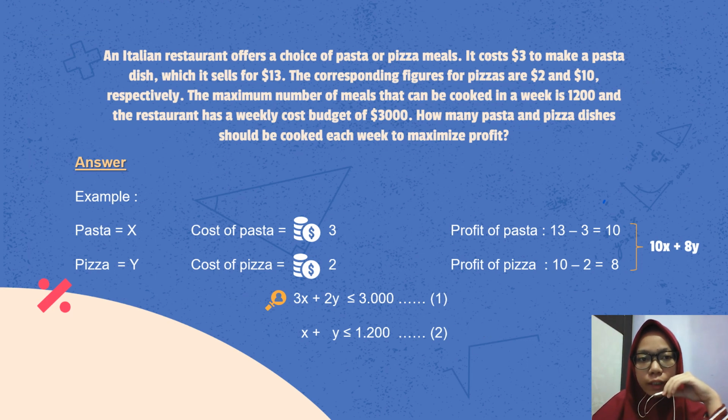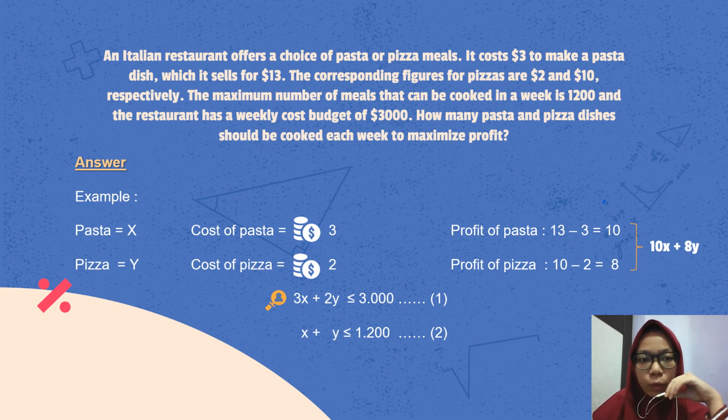Next question. An Italian restaurant offers a choice of pasta or pizza meals. It costs $3 to make a pasta dish, which it sells for $13. The corresponding figures for pizzas are $2 and $10 respectively. The maximum number of meals that can be cooked in a week is 1,200, and the restaurant has a weekly cost budget of $3,000. How many pasta and pizza dishes should be cooked each week to maximize profit?